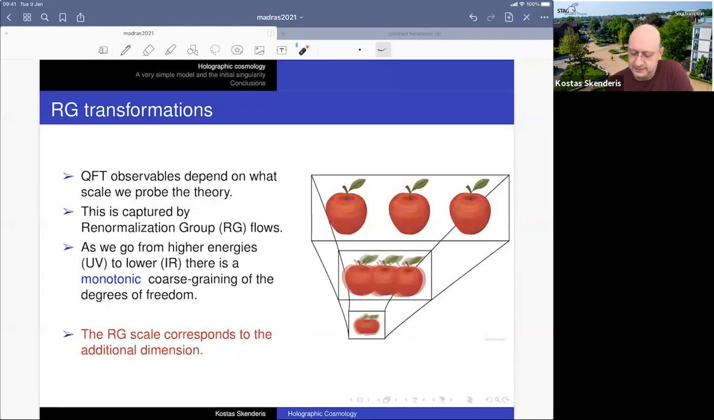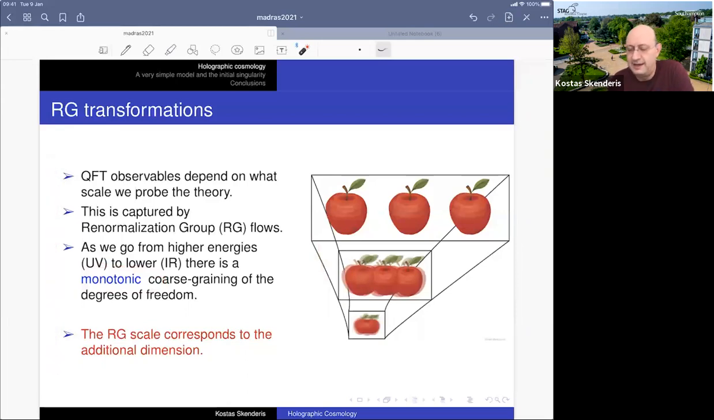So this cartoon is meant to describe this: you can think of it as the boundary of AdS, where we have the UV of the theory. And as we go towards the IR, there is coarse graining, and eventually the three apples are coarse grained, let's say, to two, then one. And as we move along the RG, from the UV to the IR, this evolution is captured by renormalization group flow. And moreover, this renormalization group flow is monotonic. And again, this renormalization group scale corresponds to the additional dimension. So this is the way, in a sense, the story works in AdS.